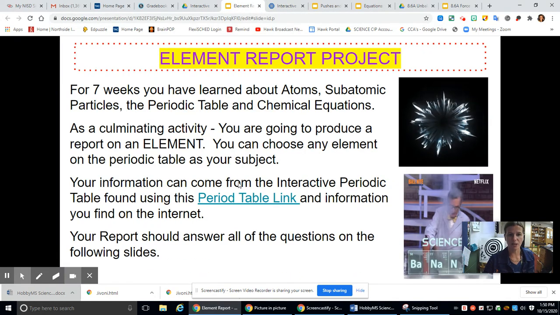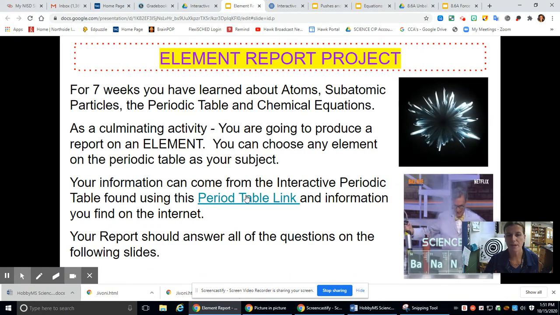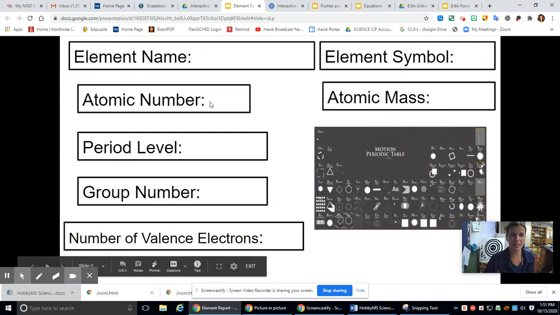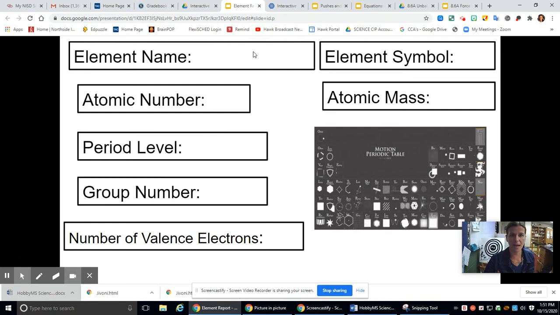Going back to your project, that's your periodic table link where you could get information and choose an element you'd like to discuss. On your next slide, you're going to put the element name and the element symbol in here. The atomic number, which is the number above the symbol, which represents your protons and electrons. Remember APE. Atomic number equals protons equals electrons.